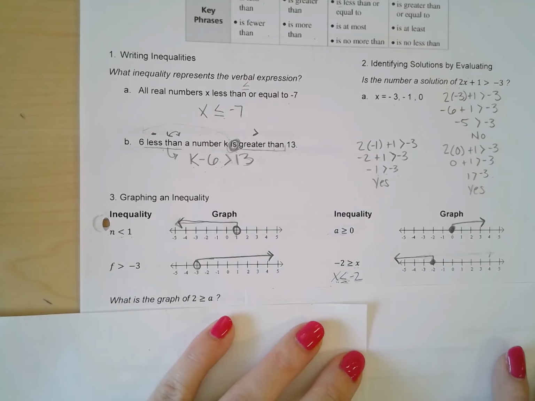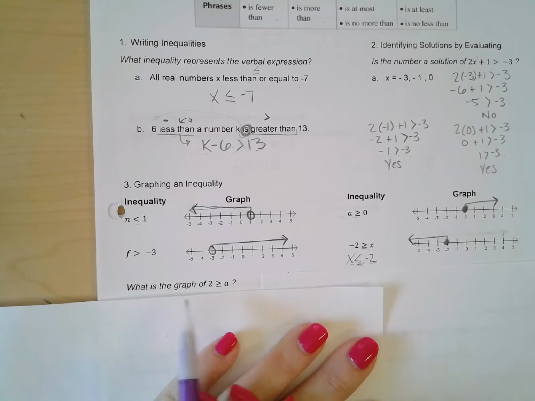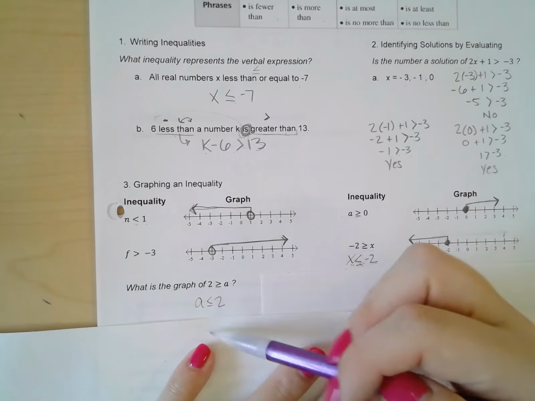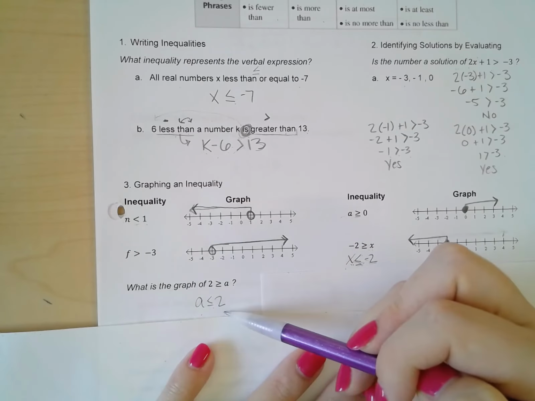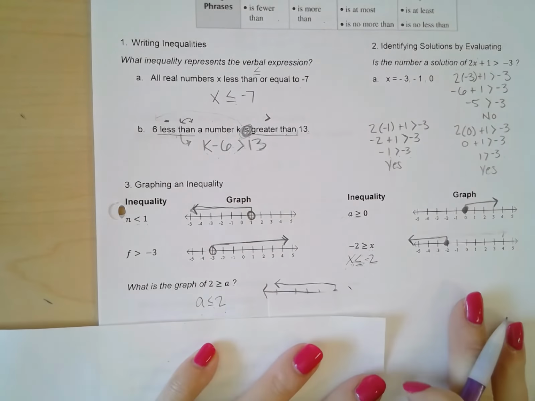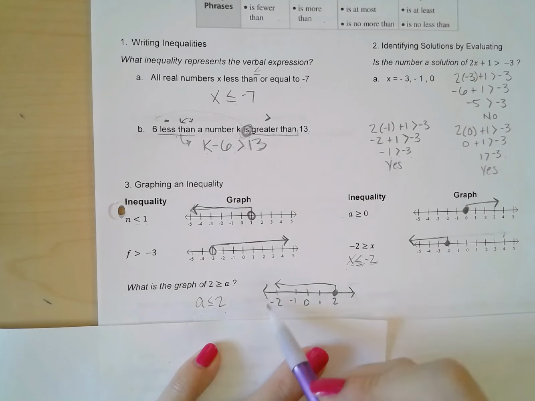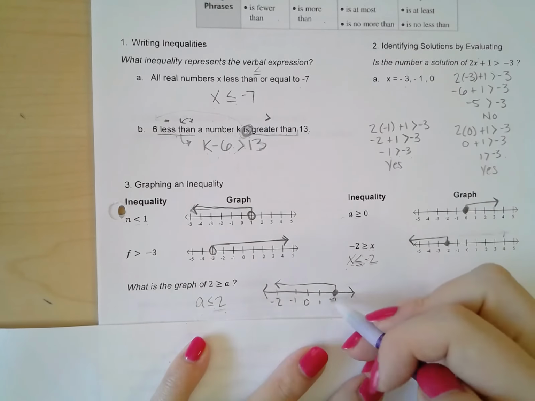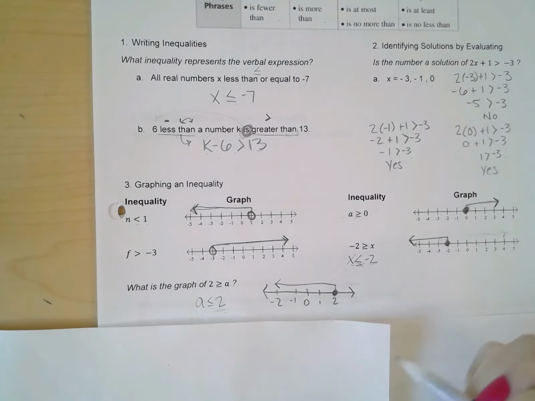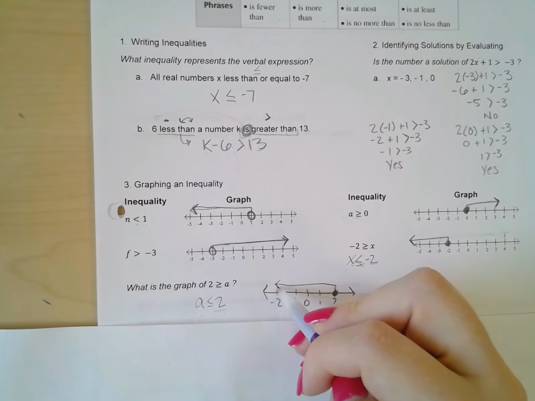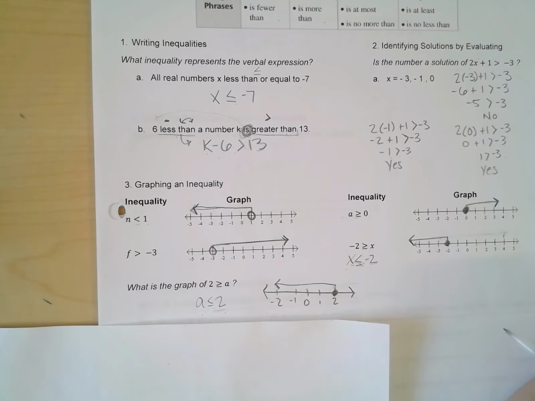So the next one says, what is the graph of 2 is greater than or equal to a? Again, I'm going to flip the order. So I'm going to make it a is less than or equal to 2. Now I have to make my own number line, which is not a big deal. Just make a line, put some numbers on it. Now make sure you have the numbers that are actually in your problem. So 2 is an important number to have. And I'm going to put a closed dot there because there's a line underneath, and then my arrow is going to go to the less than numbers, or the smaller numbers than 2.